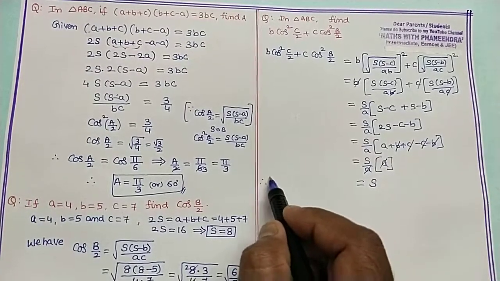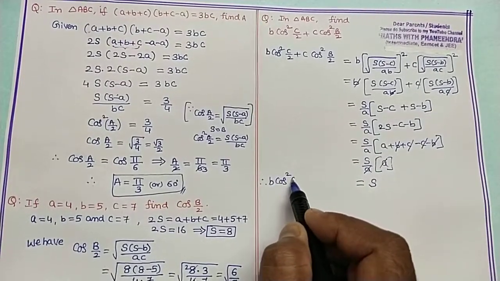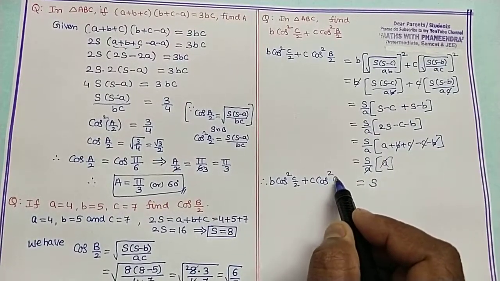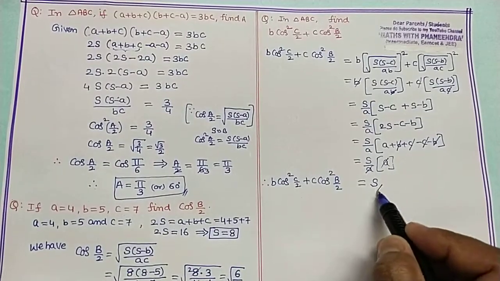Therefore, the value of b cos²(C/2) + c cos²(B/2) is equal to s.